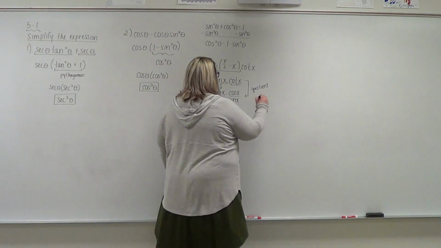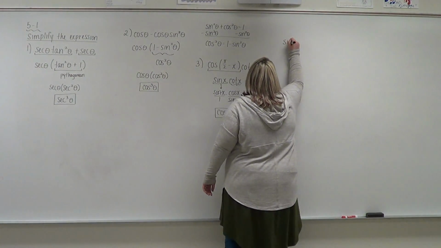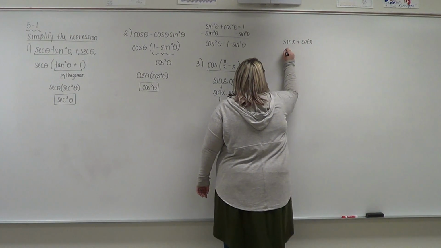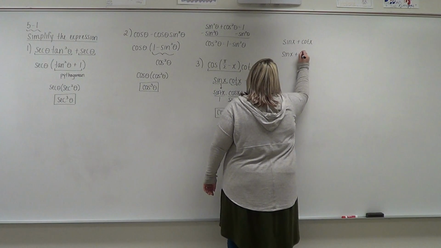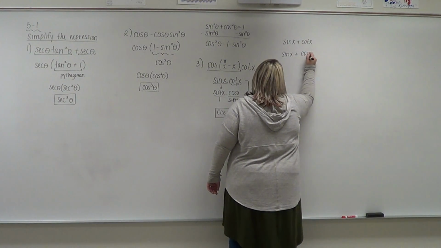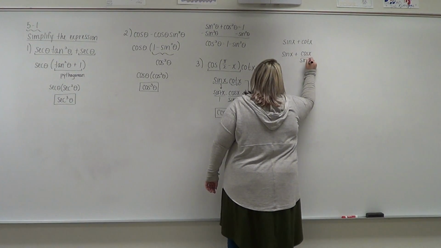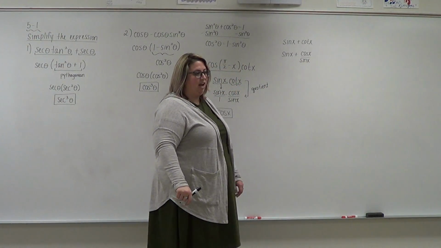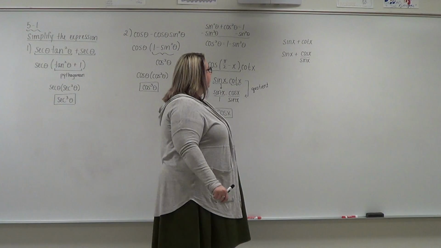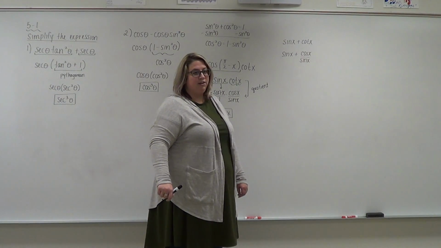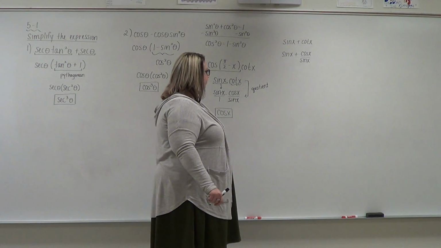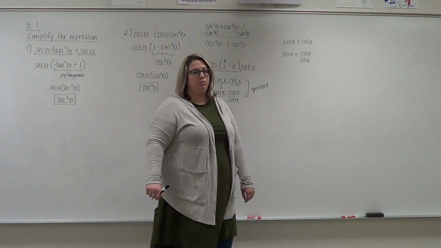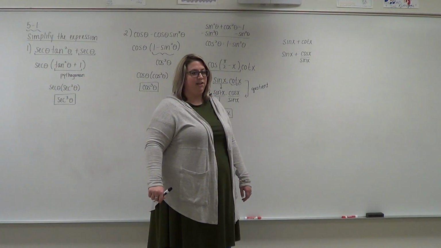Like, if you had sine plus cotangent, you could still change cotangent to be cosine over sine, but those aren't going to cancel because there's an adding sign. You can't cancel on fractions when adding. So then how would you do that? Well, you get a common denominator, so you want to do it by sine. We'll do ones with fractions, but I don't think we're there yet.